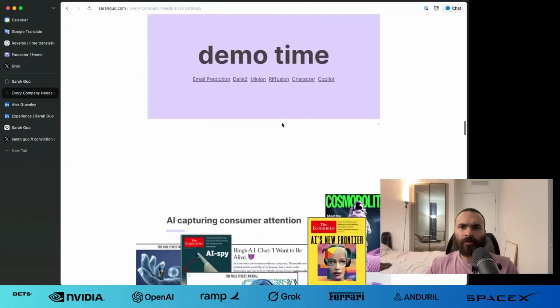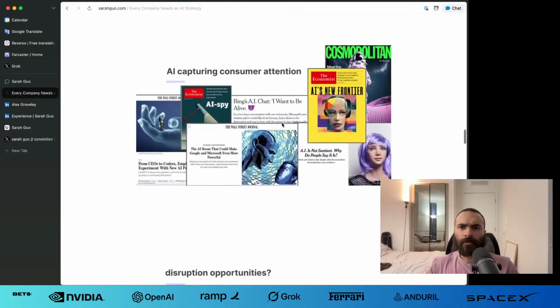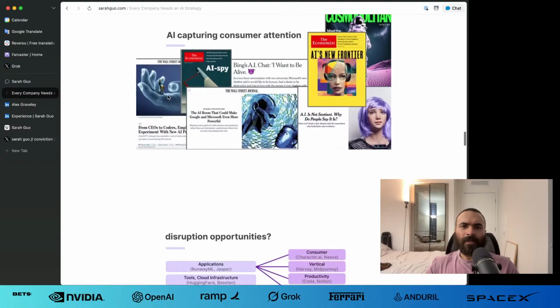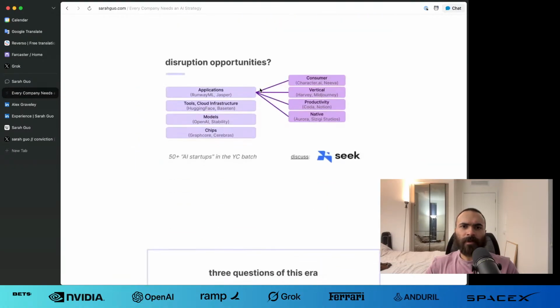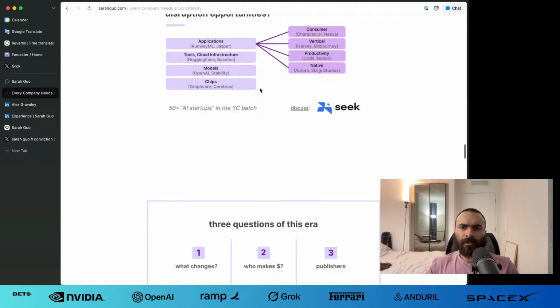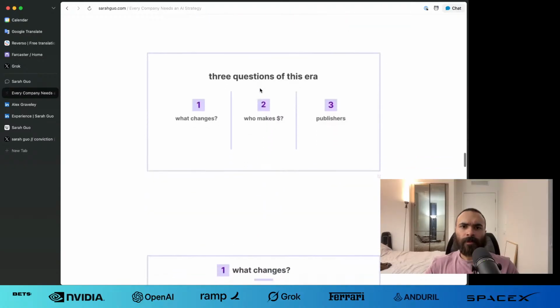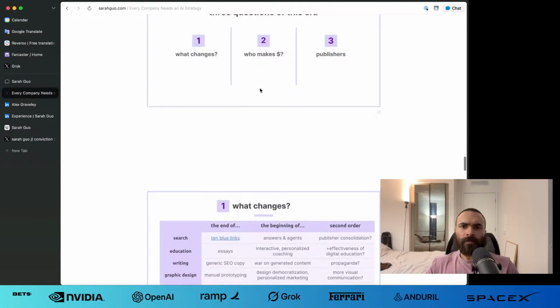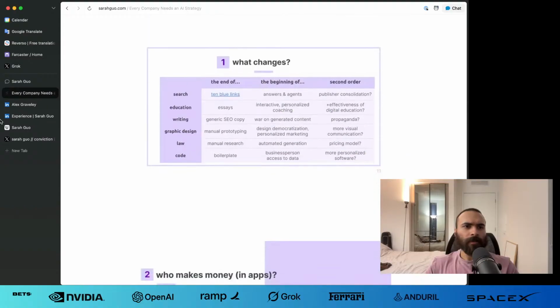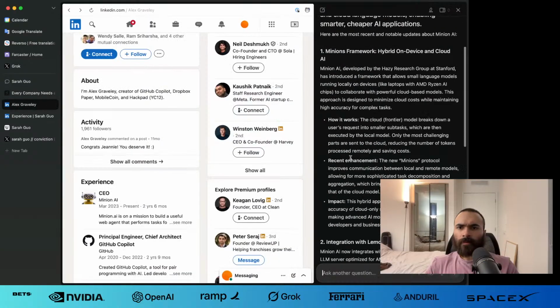Yeah, capturing consumer attention. New frontier, not sentient. Why do people say it is? Cosmopolitan. Wow, the aesthetics. We have improved our aesthetics so much. Disruption opportunities. Application, tools, cloud infrastructure, models, chips. Three questions of this era. What changes? Who makes dollars? Publishers. What changes? Oh, this is cool.